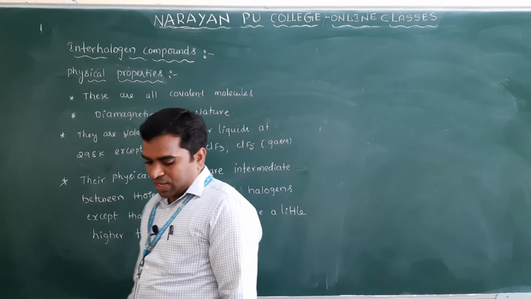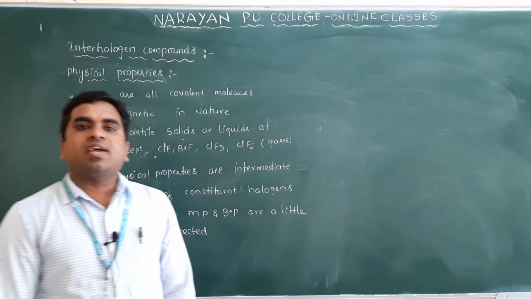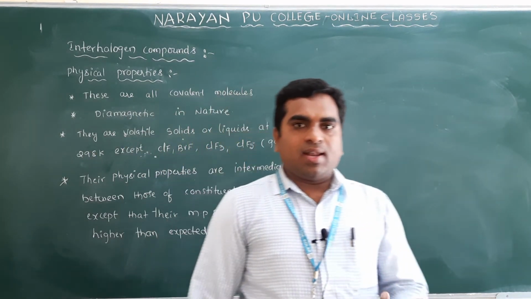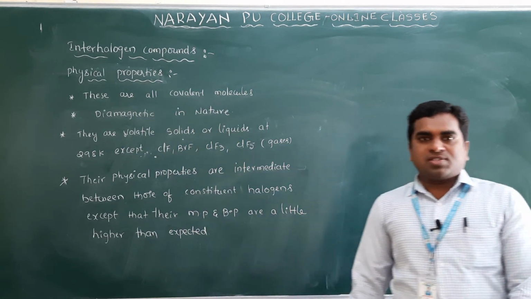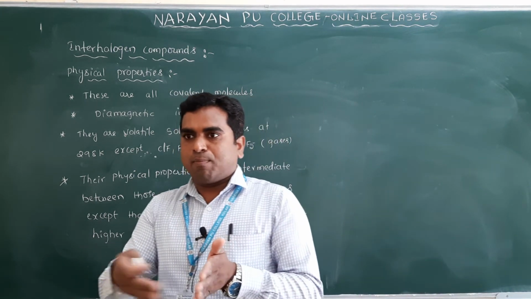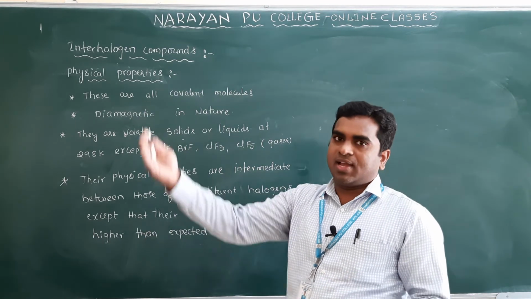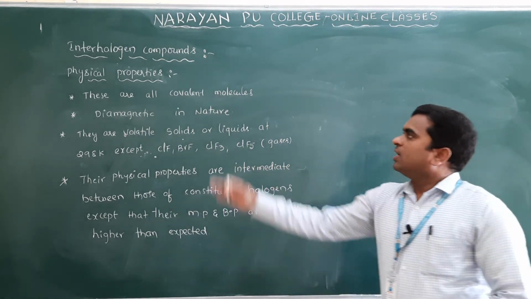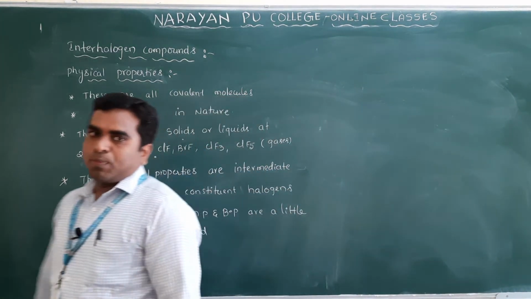So here we have completed the preparations. How can we prepare the interhalogen compounds? By 2 methods. First, direct reaction between the halogen atoms, and second, lower interhalogen compounds reacted with the halogen, and you will get the higher interhalogen compounds. Clear? So next one is physical properties.